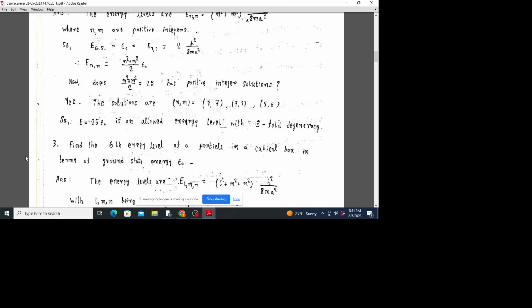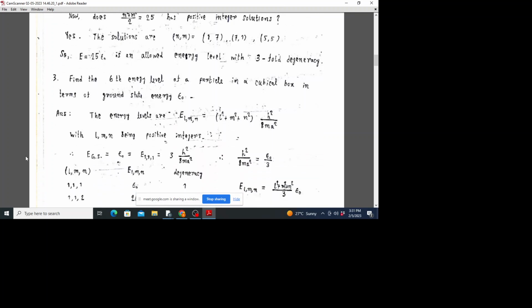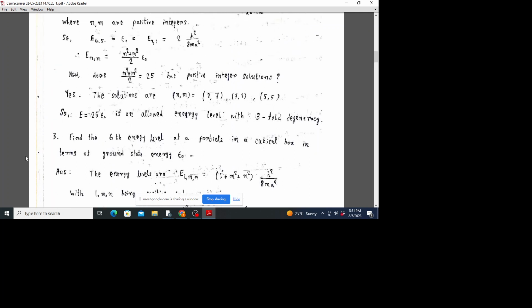So what would have happened had we had a particle in a one-dimensional box? The sixth energy level would simply be 36 multiplied by the ground state energy, right? So 36 epsilon naught would have been the answer, but you will see here that the answer will not be that high, but much less than that.